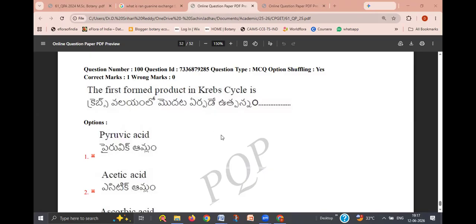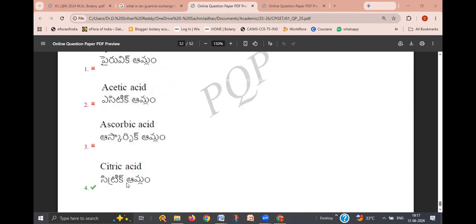Why is it called the citric acid cycle? Because the first product is citric acid. And why is it called the tricarboxylic acid cycle? Because citric acid is a tricarboxylic acid. It has 3 carboxylic group functions. There are 3 carboxylic compounds, so it is called tricarboxylic acid, citric acid. So you have to remember citric acid cycle, Krebs cycle, tricarboxylic acid or TCA cycle.